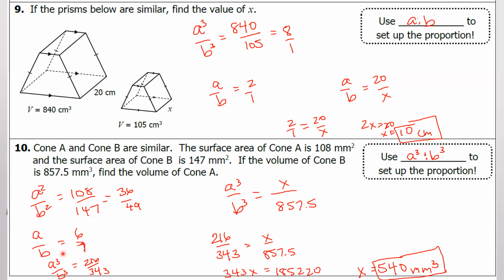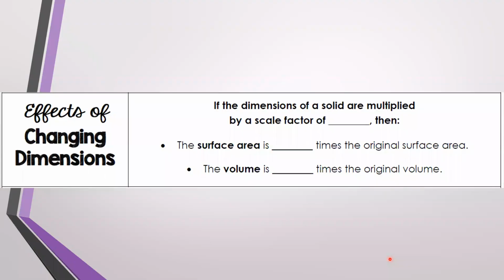So here I have an A cubed over B cubed and an A cubed over B cubed over here. They are both A cubed over B cubed, which means they are equal. Cross multiply, divide by 343, and that's where the 540 came from. Now this was a volume, so the units are millimeters cubed. All right, so that's what happens when you have similar figures.